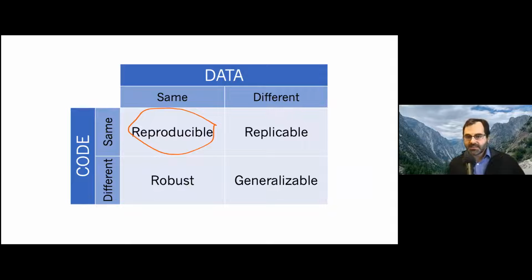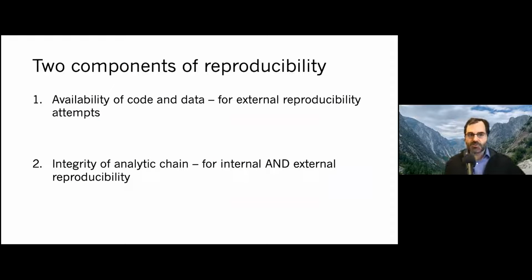Well, let's start by breaking down reproducibility into two components. First, the availability of code and data for external reproducibility attempts. So if I want to understand whether your project is reproducible, I need to be able to get your data and probably also your code in order to do that reproducibility check. So if I suspect that there's some problem in the integrity of your analytic chain, I can't even test that for the most part without access, without transparency.